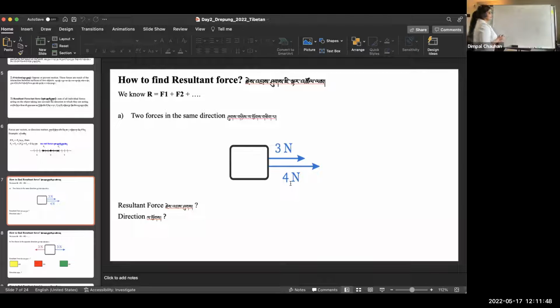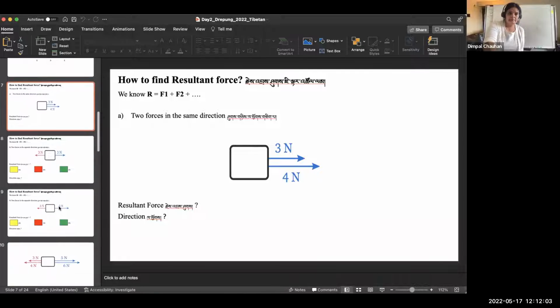Yes, it is the same direction as both of the forces. Right? Yes, because both forces are acting in the same direction, so the total force will also be in the same direction.